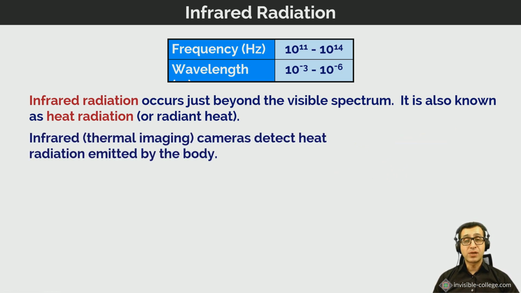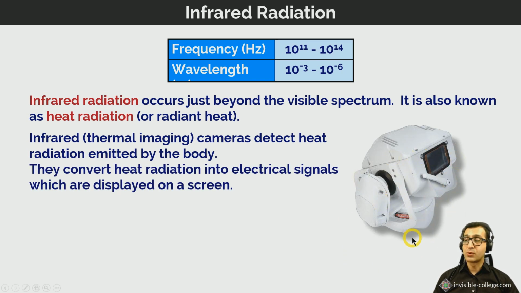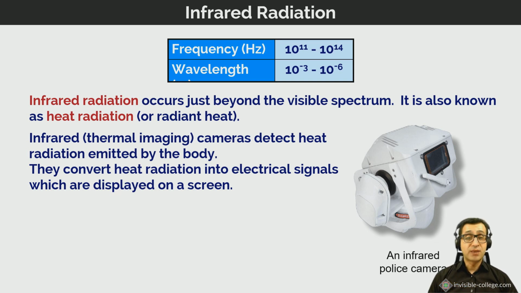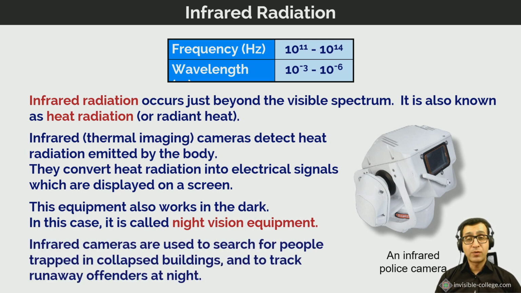So infrared thermal imaging cameras like the FLIR camera that you saw before, which is basically the same technology which police cameras use as well on police helicopters, like this FLIR camera here that you're seeing here. So they convert heat radiation into electrical signals which are then displayed on a screen as visual information. So this can work in the dark, and sometimes it's called night vision equipment for this reason. So infrared cameras are used in various different contexts. They're used by engineers and architects to find out which parts of buildings are losing heat most rapidly for better insulation. They can be used to find people trapped in collapsed buildings during earthquakes. They can also be used by police to track runaway offenders at nighttime in helicopters.